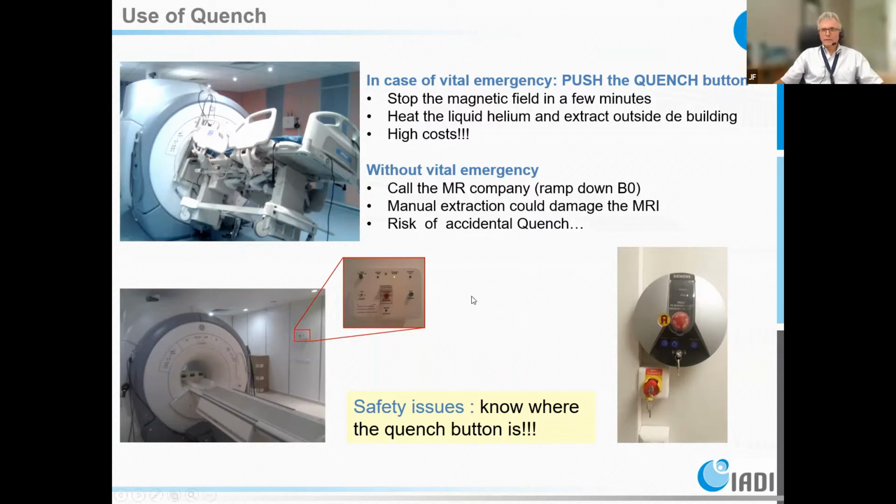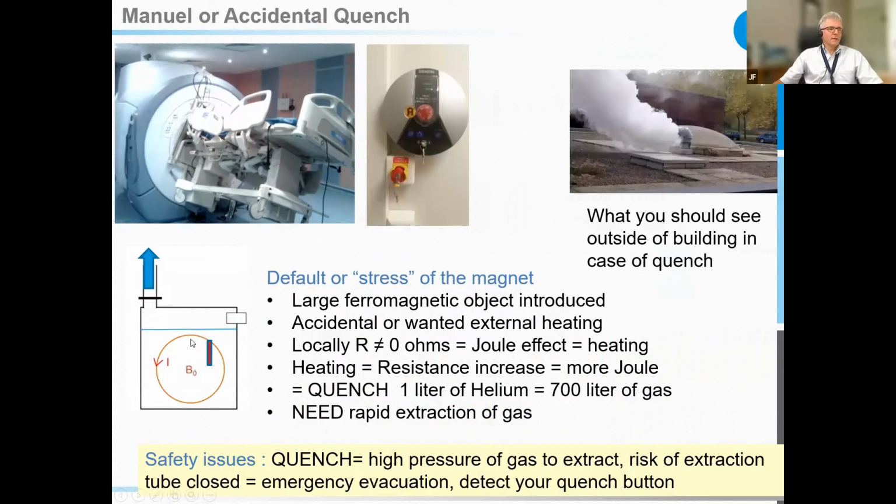This is important for you. If you have your MRI, you have to know where the quench button is, and you have to know when you can use it. What happens? We stop the superconductive system. The helium goes outside the building through this tube. After a time, you have no liquid helium, so you again have a resistive material. Then it heats up, and everything goes away in a few seconds, minutes.